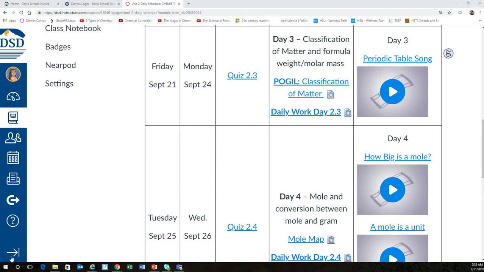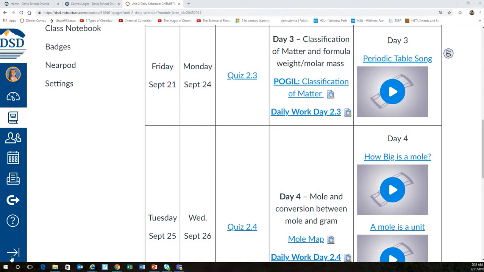If you haven't uploaded the stuff from yesterday, make sure that you do. It's just that one page for daily work 2.2, and then your Serialum lab. A lot of you have not uploaded the Serialum lab, so make sure that you do that. I put the periodic table song here again for you, so you can annoy yourself with it if you'd like.